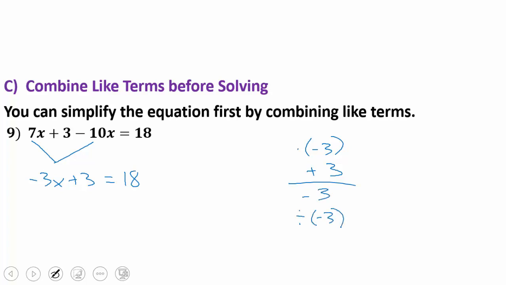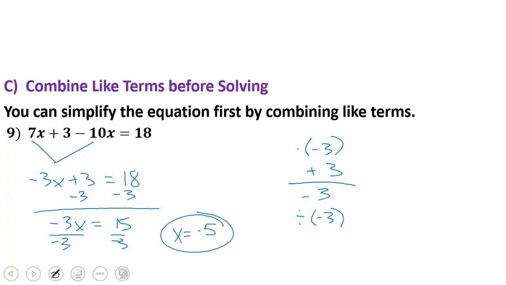All right, let's do that now. Subtracting 3 from both sides to isolate and keep balance. Negative 3x is equal to 15. Divide both sides by a negative 3 to further isolate and keep balance. x is equal to negative 5. Done. Moving on.